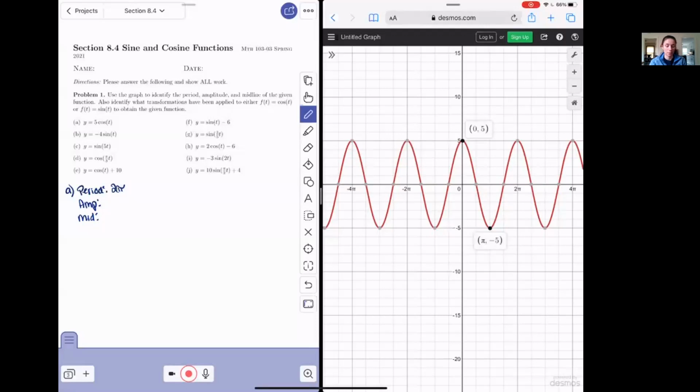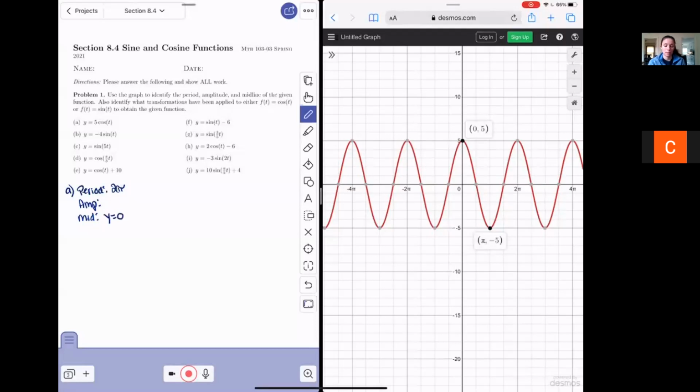So we have the highest point peaks, which are 0, 5, and the lowest ones, which are pi, -5. And the midpoint between 0 and -5 is what? I'm sorry, between 5 and -5. 0. Good. So our midline is y equals 0.